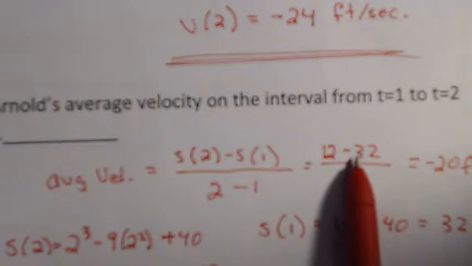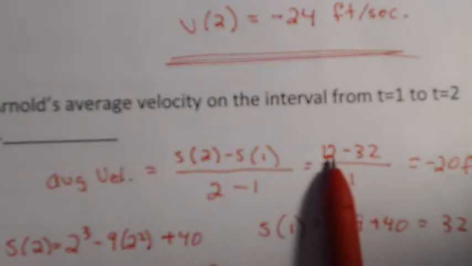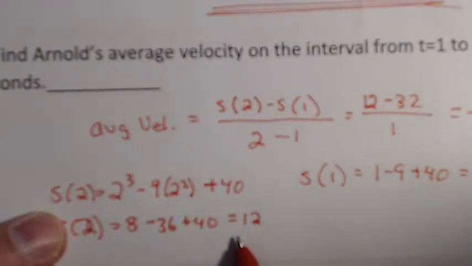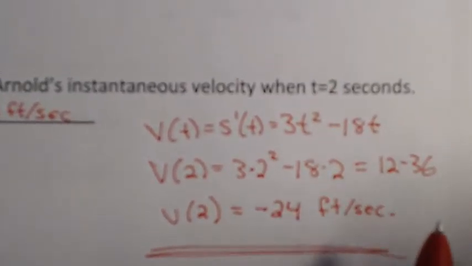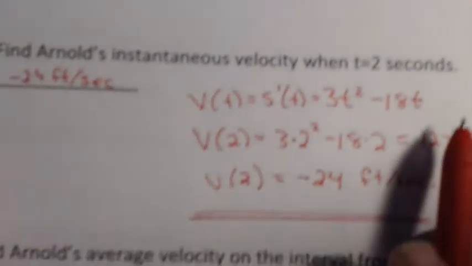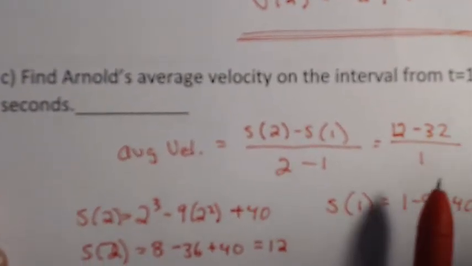So his position at 2 seconds, we figured out just a second ago, that was 12. And it's down here again. I think we figured that out. Let me see. What did we do up here? We figured his position at 1. All right. So, and we'll have to get that in a second.